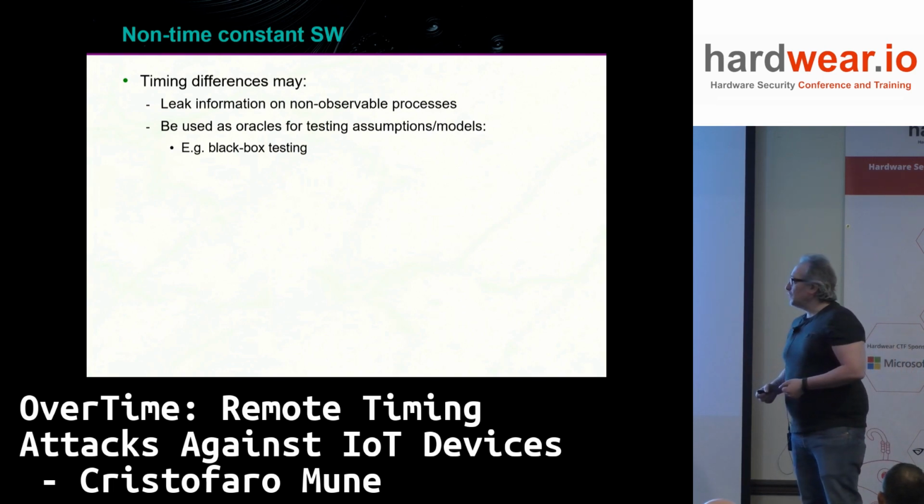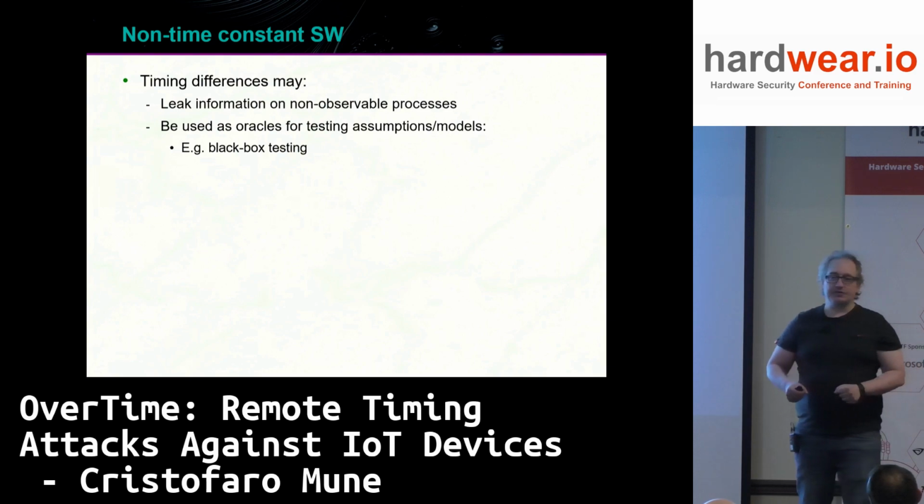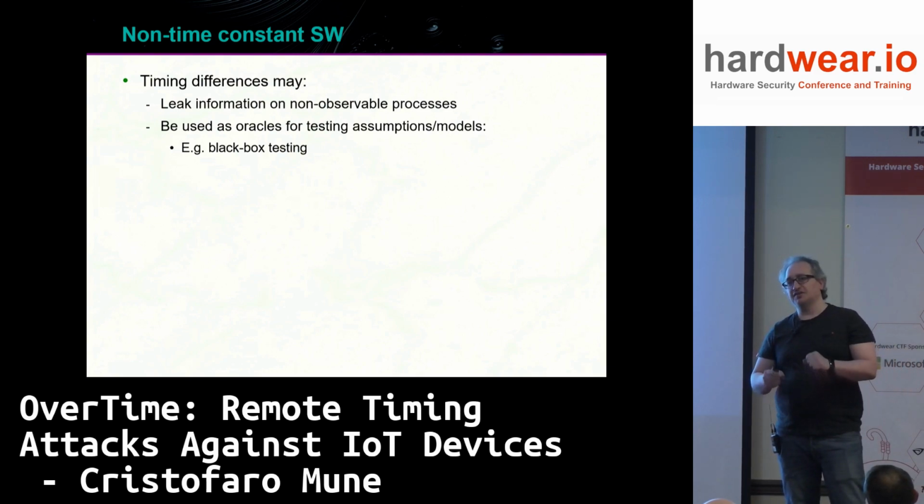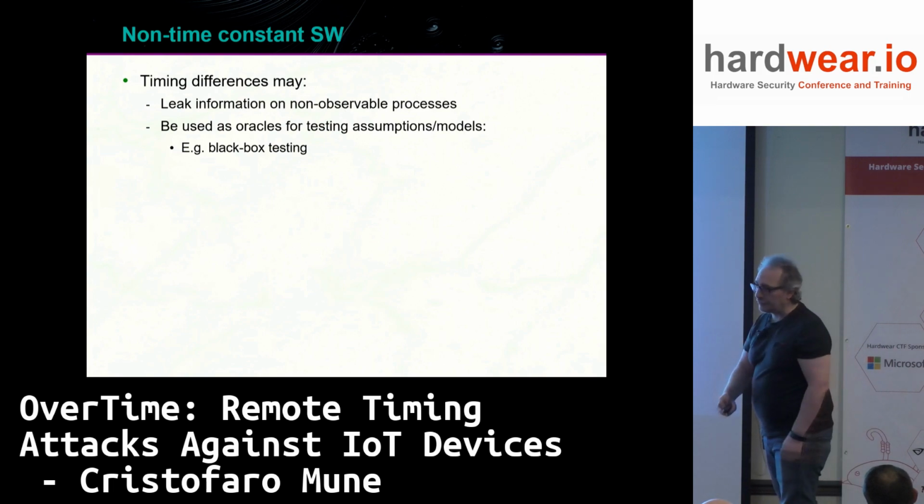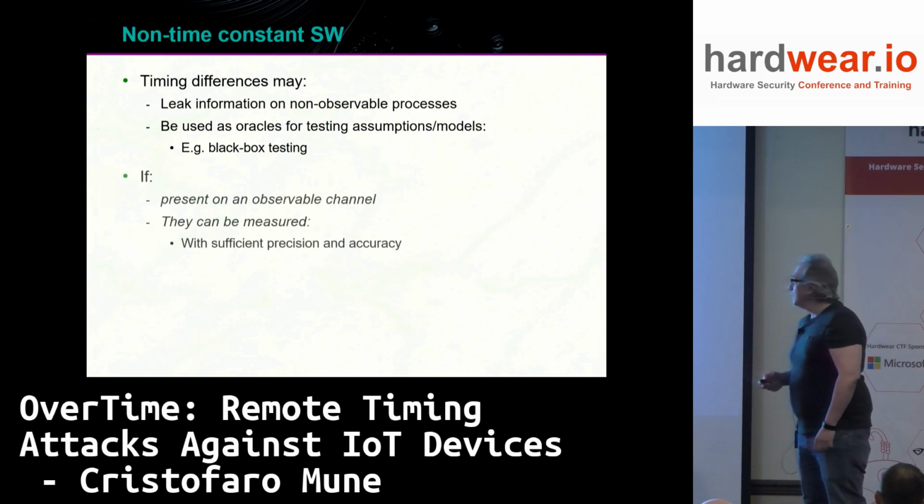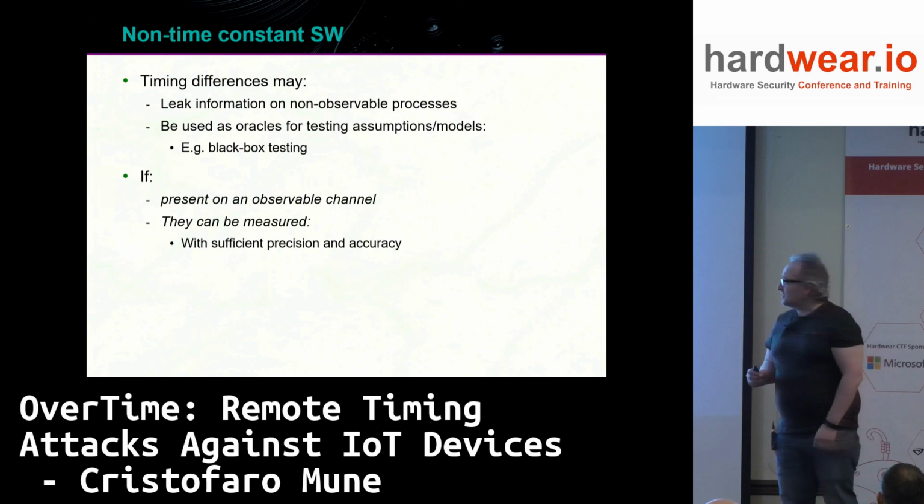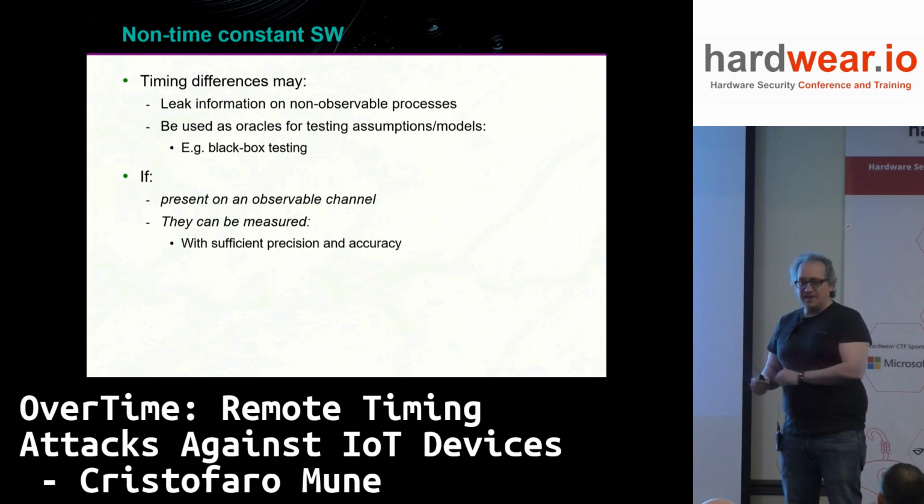It can also be used as an oracle for testing an assumed model. For example, I think that the software may behave in this way. Maybe if it behaves in this way, it has these timing characteristics. Instead, if it behaves another way, I can use that as information for reversing what I don't know, or for adding information about what I don't know. So the requirement is that the time leak needs to be present on an observable channel.